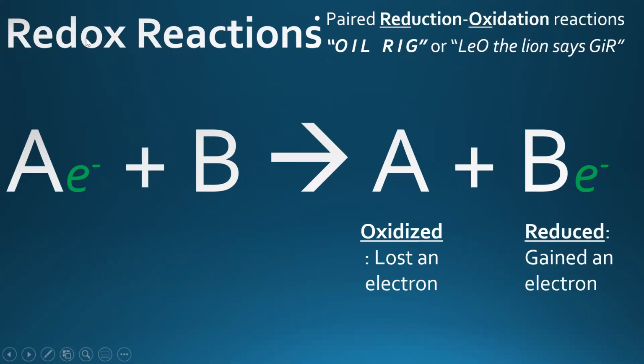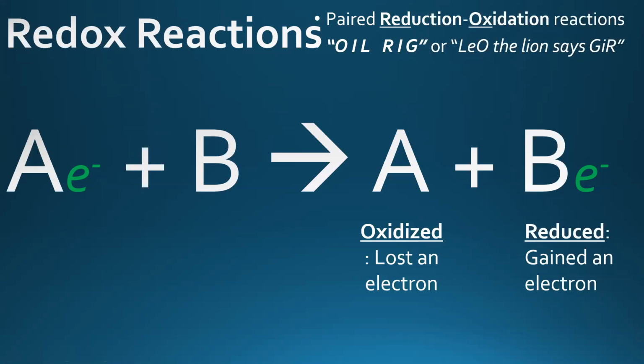So remember the redox reactions, okay? Redox reactions, oil rig: oxidation is losing. So what are you losing? Electrons. Rig, reduction is gaining. Or another one that I learned in high school is Leo the Lion says grr. So losing an electron is oxidation, gaining an electron is reduction. So this is what we're talking about when we're talking about oxidation and reduction.